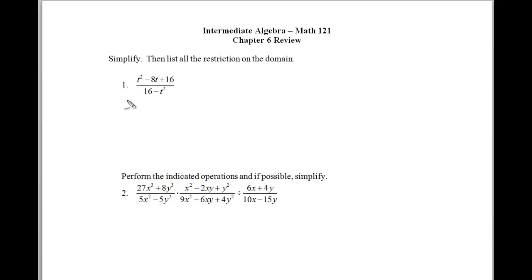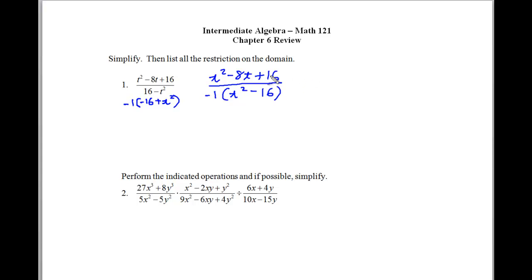So what I'm going to do is fix that by factoring out a -1. If I factor out a -1, the 16 becomes negative and the t squared becomes positive. What this allows me to do is to rewrite the problem as t squared minus 8t plus 16 all over, with the -1 factored out in front, t squared minus 16. Now this is going to allow me to factor the top and the bottom, find my restrictions on the domain, and then simplify the problem.